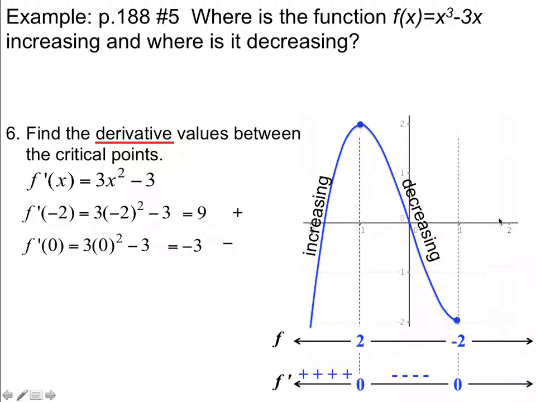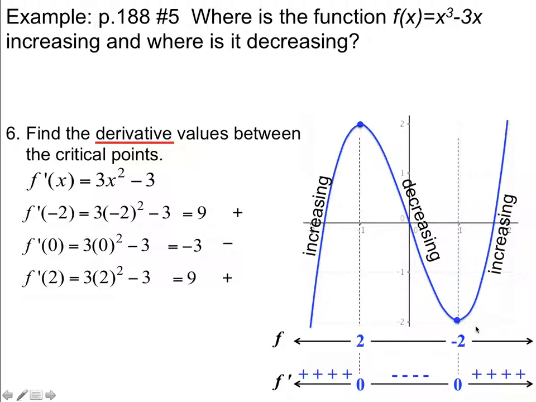And then I'm going to try a point out here. I'm going to try 2. Plugging 2 into the derivative expression gives us a value of 9 again. And again, it's not so important that it's 9, but what is important is that it's positive. Since it's a positive derivative at 2, it's a positive derivative everywhere on this side of the critical point. So we know we have an increasing function in this region, and that function just continues to increase. So our function must look like this.